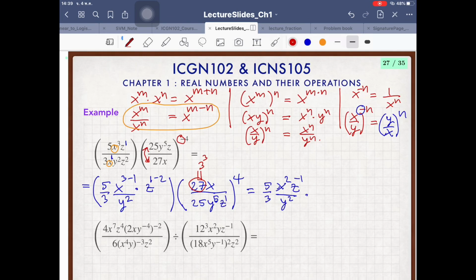Right? You have 3 repeating terms of the number 3. And similarly, for 25, you can put it to be 5 squared. All right? And then when you give the power 4 to everything, this will become 3 to the power 3. Then you put the power 4 again. The next thing will be x to the power 4 over 5 squared to the power 4, y to the power 5, put the power 4 again, z to the power 4.